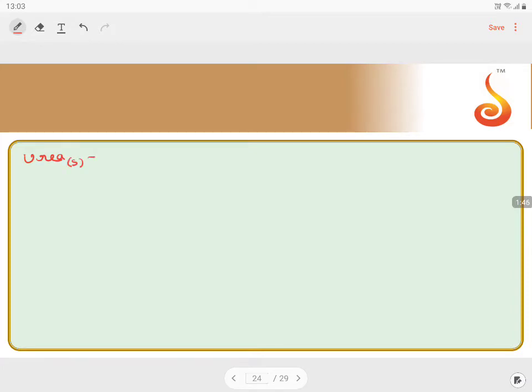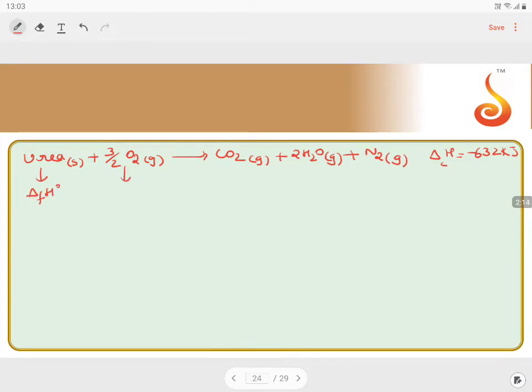which is in the solid state, undergoing combustion with 3/2 O2, giving rise to CO2 plus 2H2O plus N2. Enthalpy of combustion is given as minus 632 kilojoules. Now, the enthalpy of formation of O2 and N2 is 0. Here we have the enthalpy of formation of carbon dioxide and the enthalpy of formation of water.